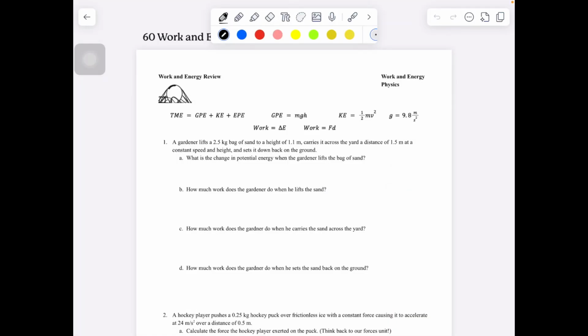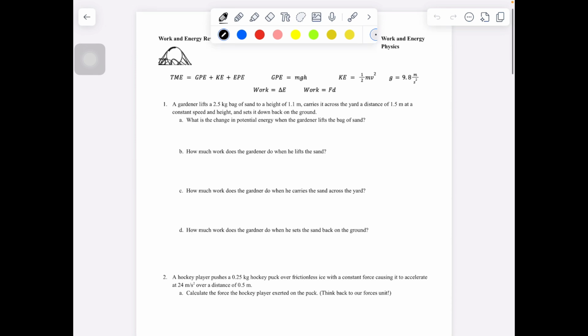Alright, so today we're going to be looking at our work and energy review, going through each problem, just walking you through step by step how to solve them. So let's take a look at number 1.